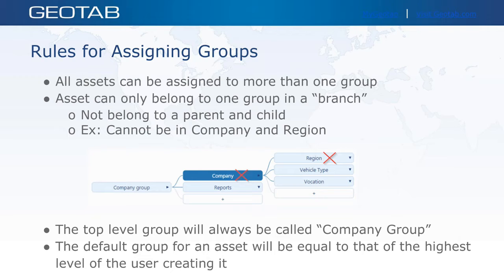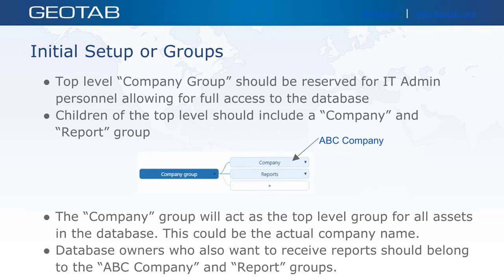So let's talk about the initial setup. We do have that top level company group, and we really recommend that it should be reserved for IT admin personnel, usually developers, somebody that wants access to the entire database, if you will. Children of the top level should include a company and report group. When we say company, that could be the company name, so we've thrown in there, it could be ABC company. That way you can have your IT people as part of that top level company group.